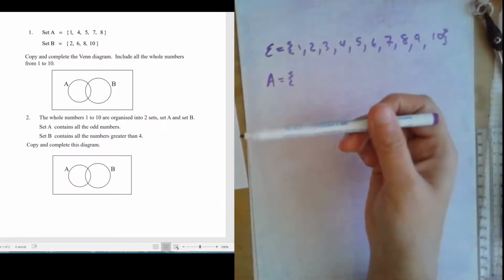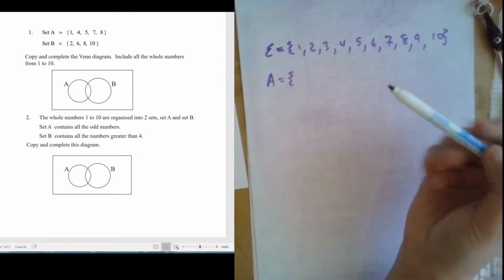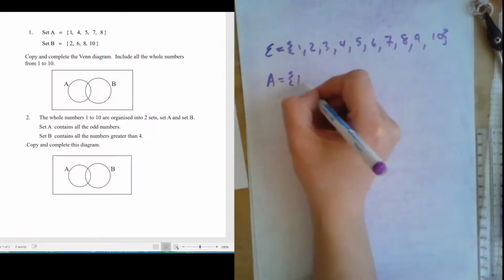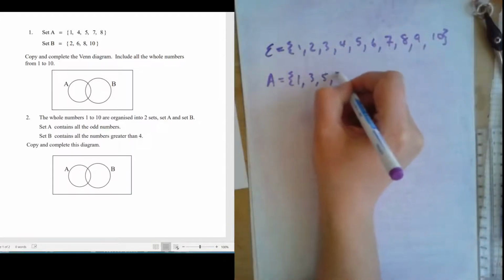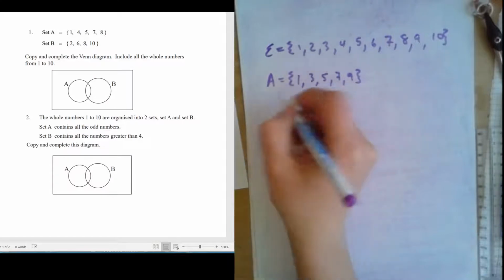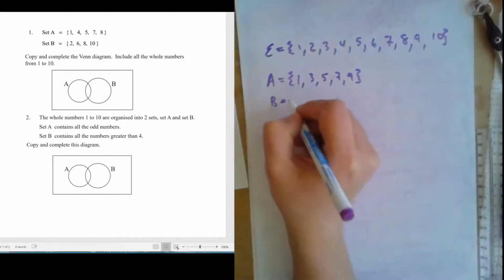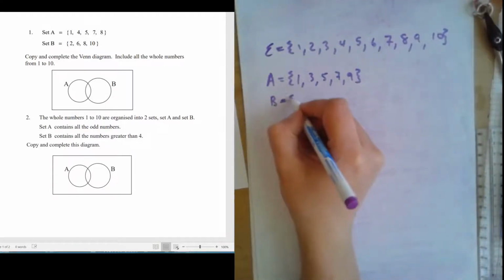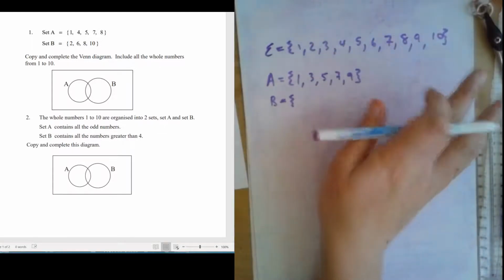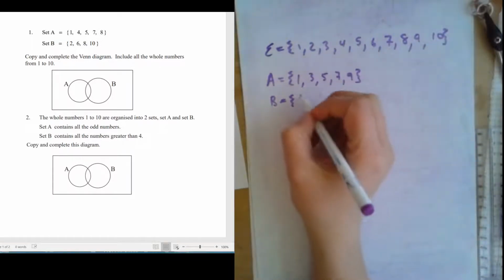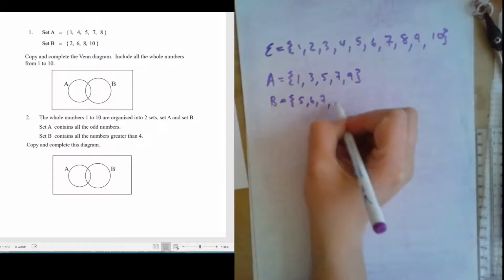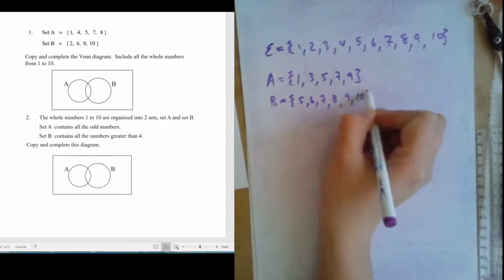Because they haven't actually given me a list, I'm going to write it down. Set A is all the odd numbers, so it's 1, 3, 5, 7, 9, right? And set B is all the numbers that are greater than 4. So that doesn't include 4 because it's saying greater than. So it will be 5, 6, 7, 8, 9, 10.